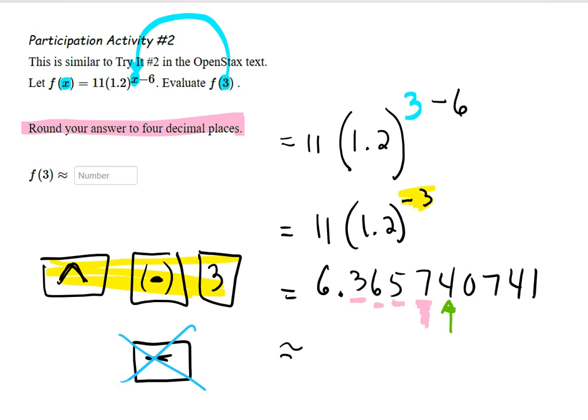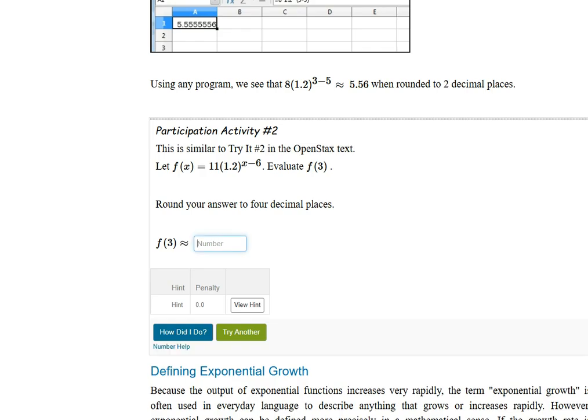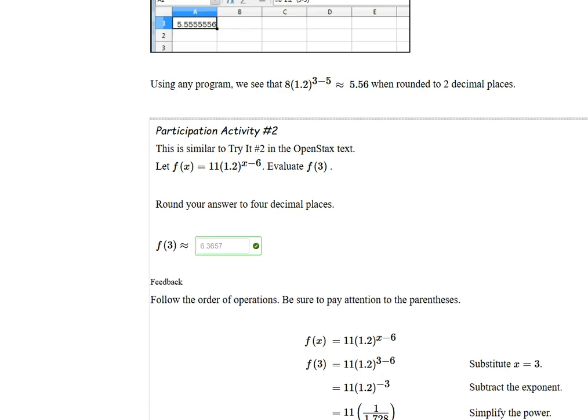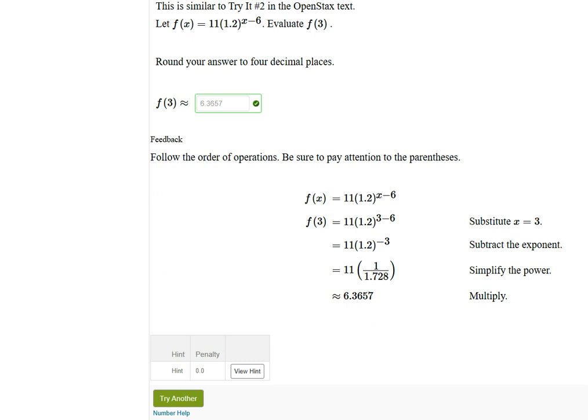So my answer is approximately, and this little symbol here, which kind of looks like an equal sign on crack, that's the approximate symbol, 6.3657. And that's what I'll type into Mobius, 6.3657. And hit how did I do? Yay! There you go.